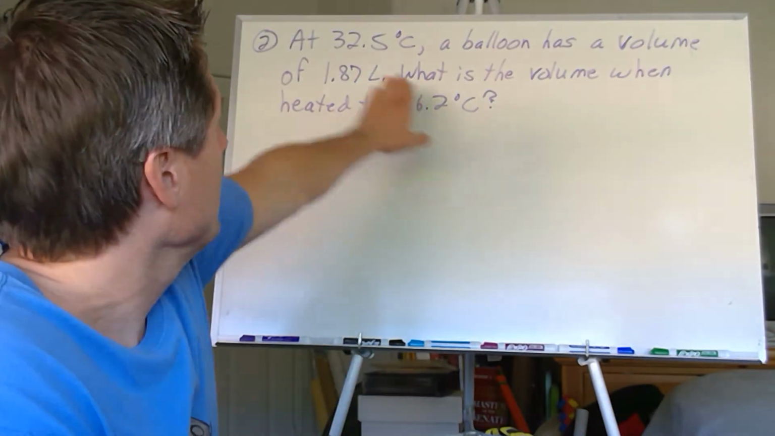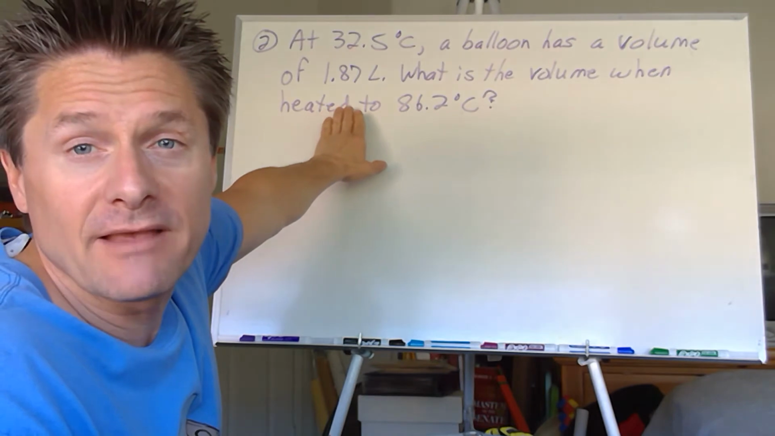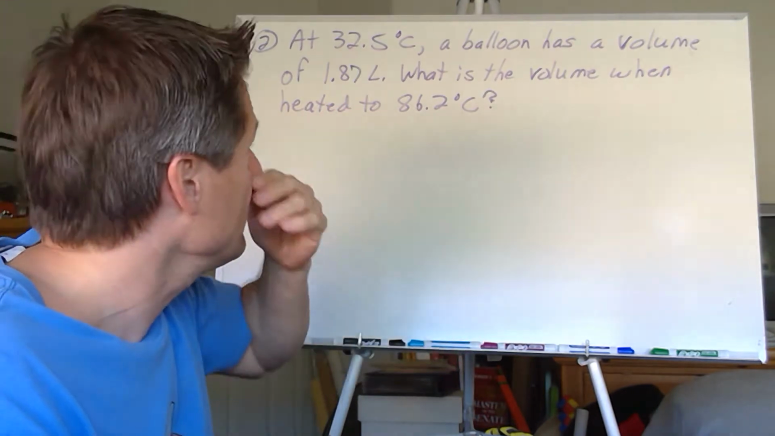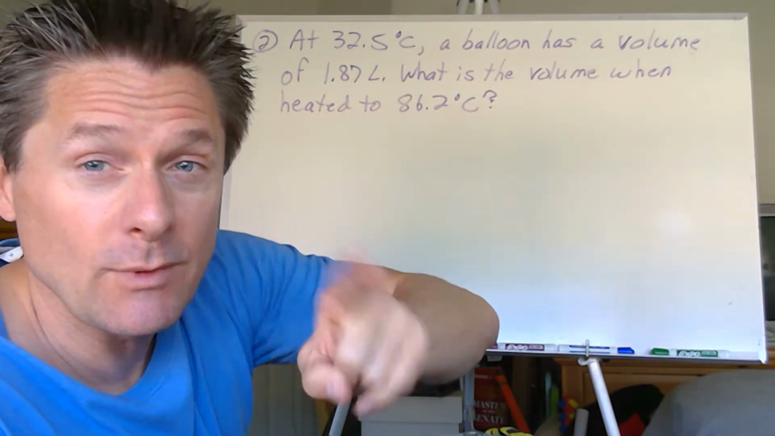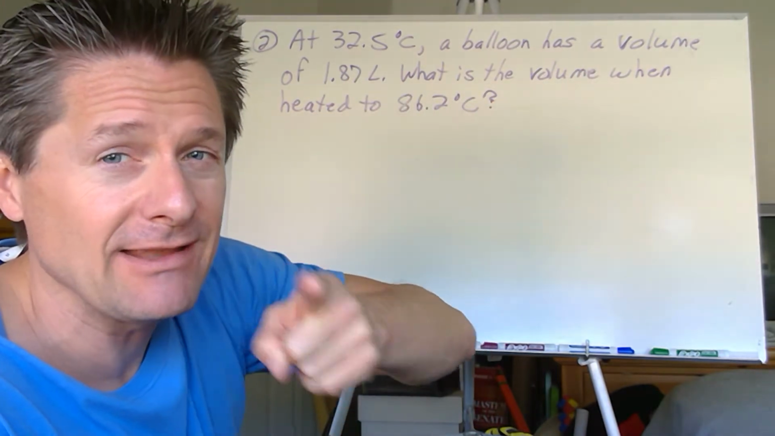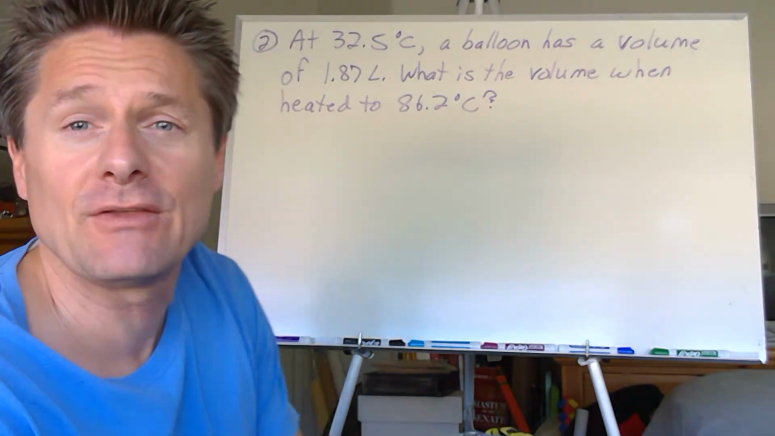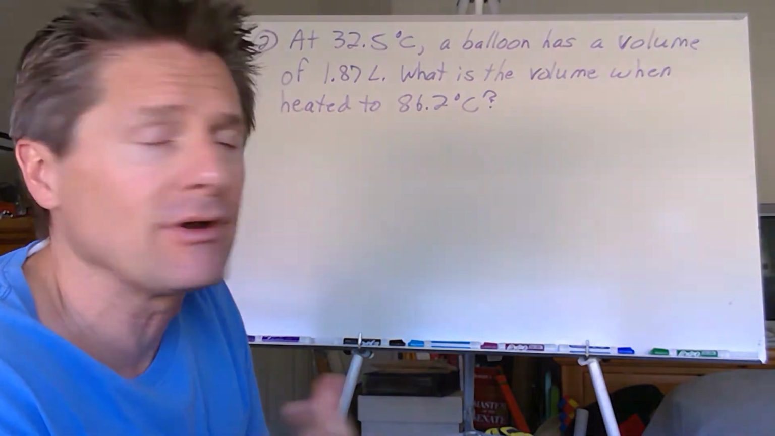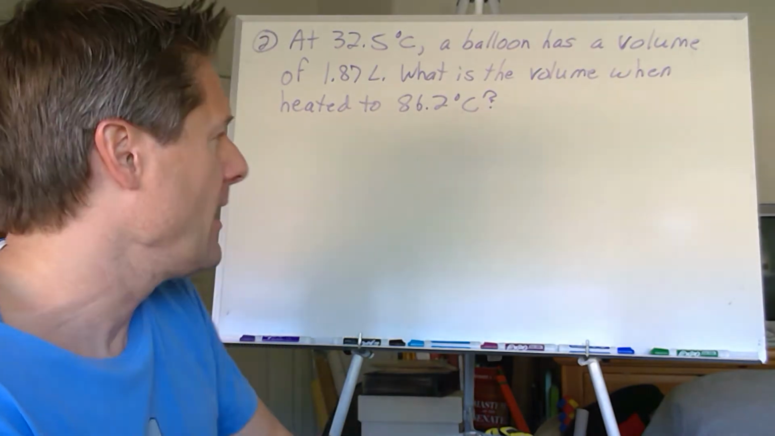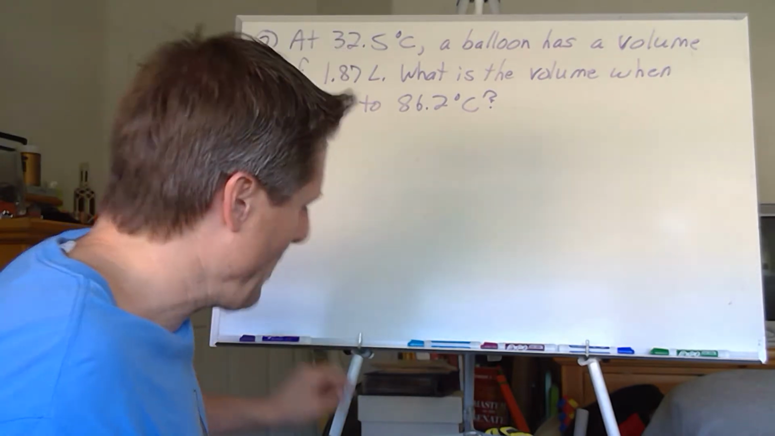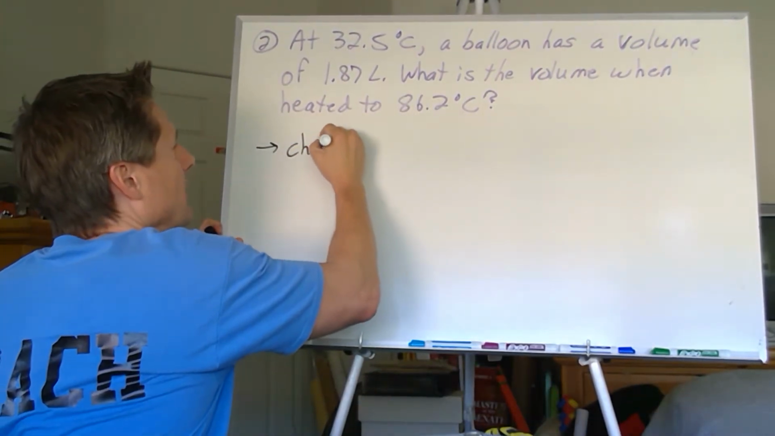Next problem. At 32.5 degrees Celsius, a balloon has a volume of 1.87 liter. Okay, we got some stated conditions. What is the volume? Oh, wait a minute. Going to be a volume change. We can't use the PV equals nRT. We can't use the ideal gas equation here. What's the volume when heated to 86.2 degrees Celsius? So we've got a change in temperature and a change in volume. There's nothing specified about the pressure in moles. Now, you can probably bypass this step, but this is changing conditions. Everybody agree?